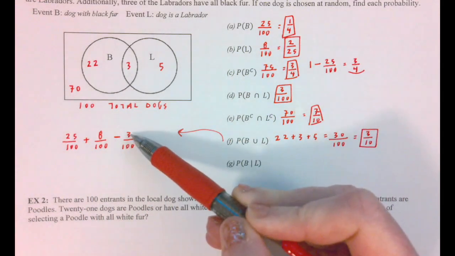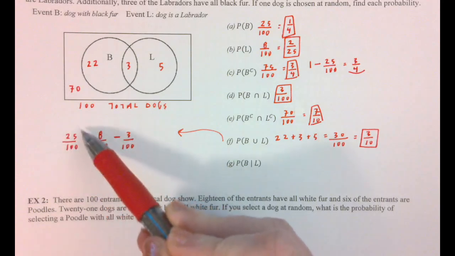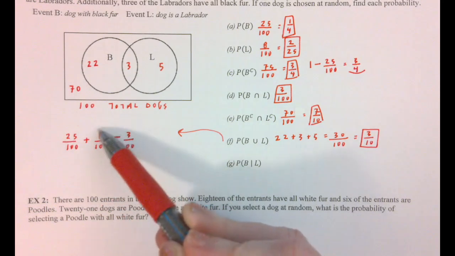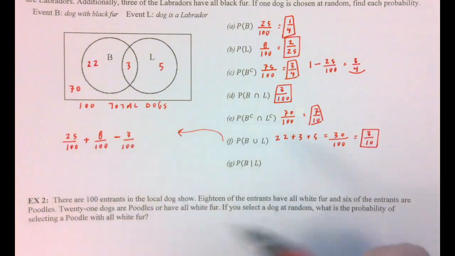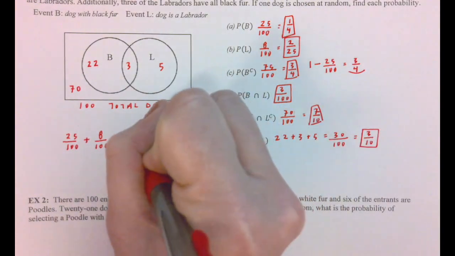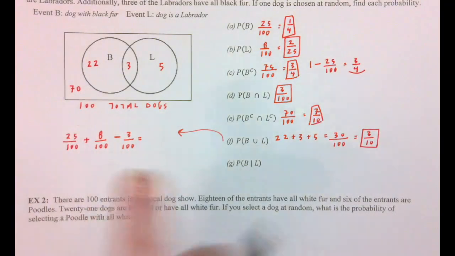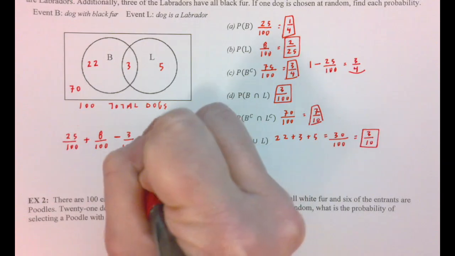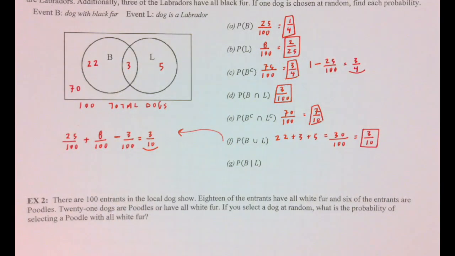These 3 black labs are counted here with my black dogs, right? Black fur. And they're counted in here with all of the labs. So we don't want to count them twice. So if I'm using the structure of my formula, I'm going to get the same conclusion. It's going to be 3 out of 10 as well. Just another way of getting there, but either way is fine.